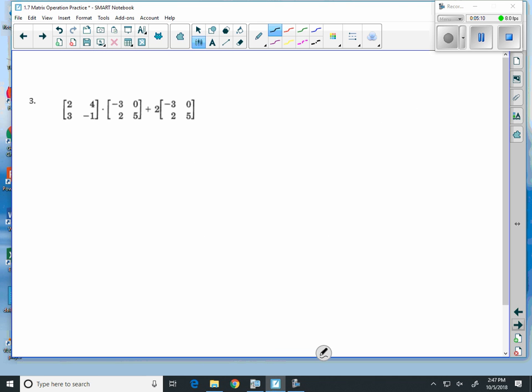So for number 3, we're going to go ahead and multiply first. The order of operations applies even when we're talking about matrices. So we're going to go ahead and multiply these. Remember, when we multiply, it's row by column. And we have to make sure that they're the correct size.